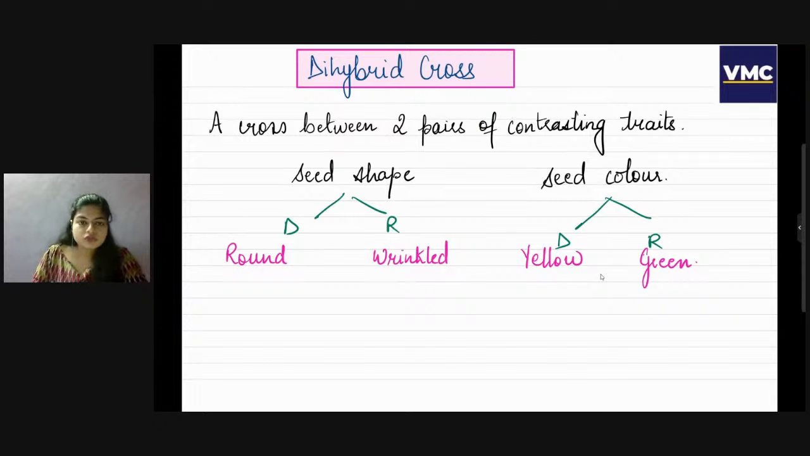ठीक है. So ये दो pairs लिए थे. You can say these were the two characters, seed shape and seed color, which were considered by Mendel in doing this dihybrid cross. So यहाँ पे जो dihybrid cross हम करते हैं, one parent will be dominant, the other parent will be recessive. Okay, so round and yellow is one parent and the other parent is wrinkled and green.